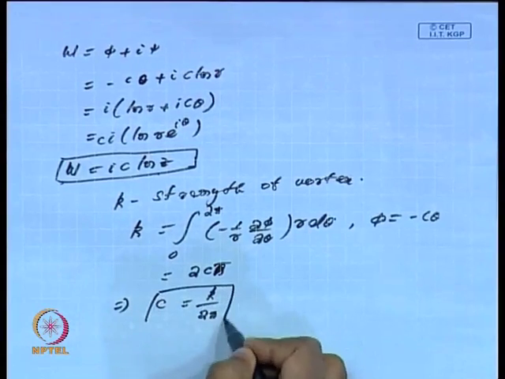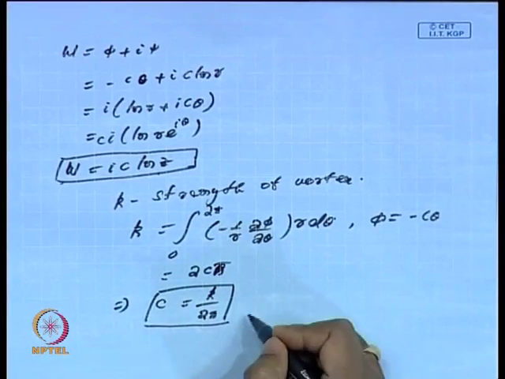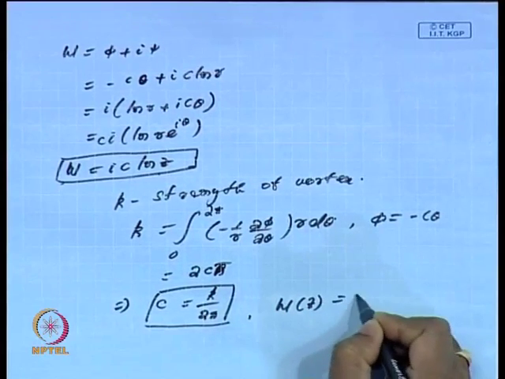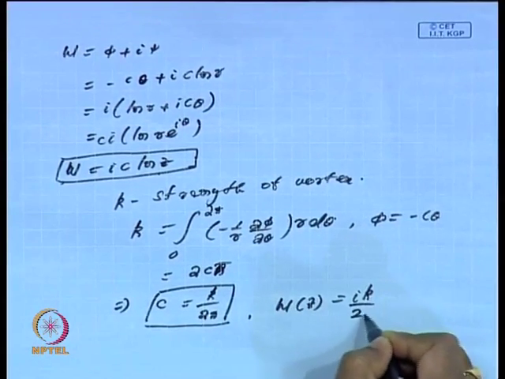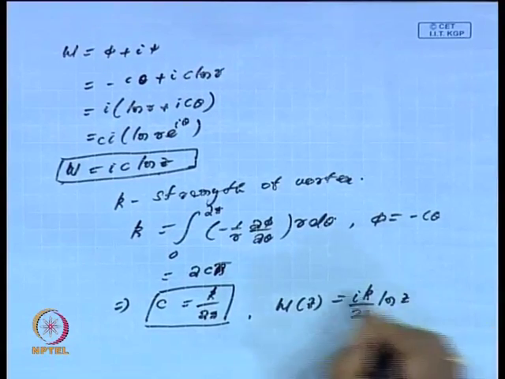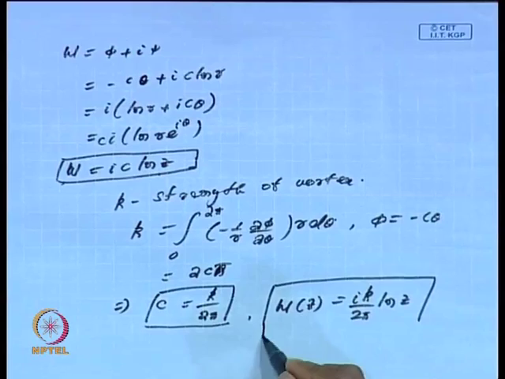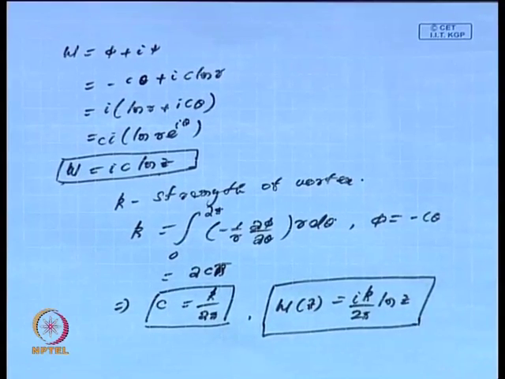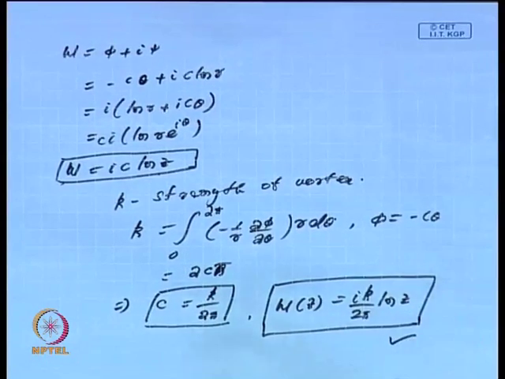When c is known as k by 2 pi, where k is the strength of the vortex, then my w(z) is equal to i k by 2 pi log of z. In fact, many times we have started with this complex potential and said that this represents a vortex having strength k, and it is what we have derived by starting from the basic definition of a rectilinear vortex of strength k. So, this is what we have obtained.